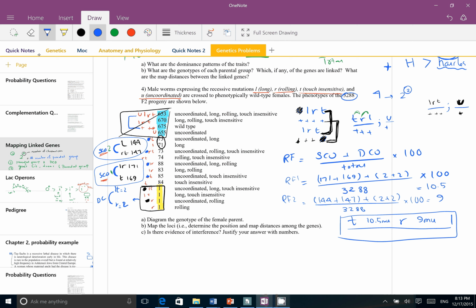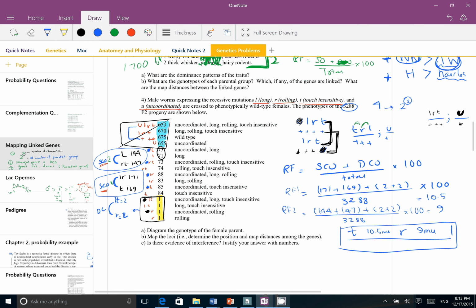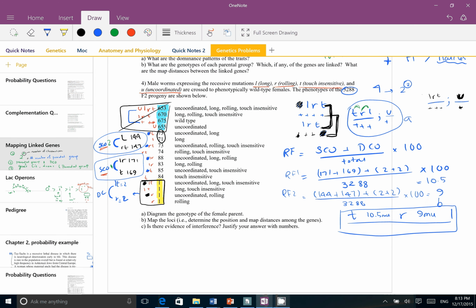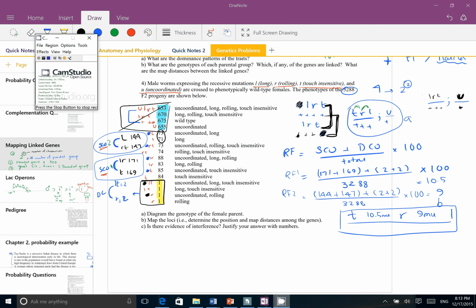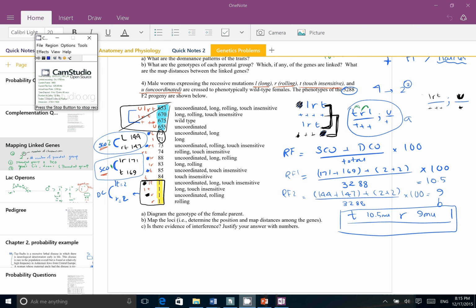Okay, so we figured out the genotype. That's for part A. Part B, they want you to do the mapping distance. We did that together. And then they're asking you if there is evidence for interference, and they want you to justify your answer. I actually forgot the equation, so I'll pause this for a second, check the equation, and come back. Okay, I'm back.